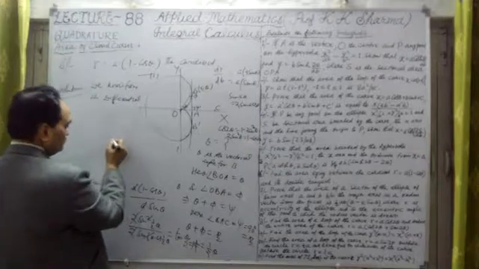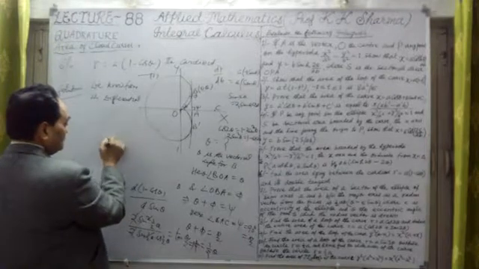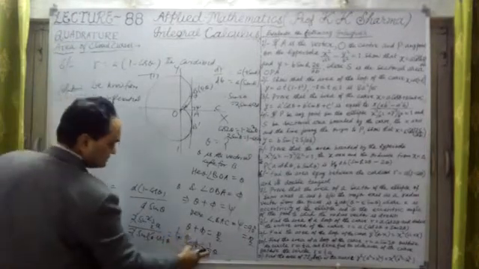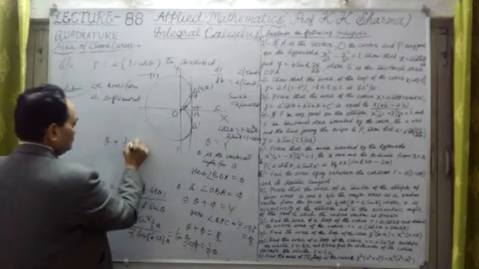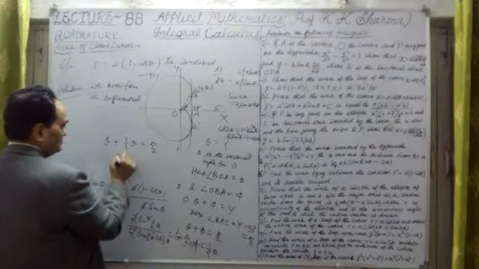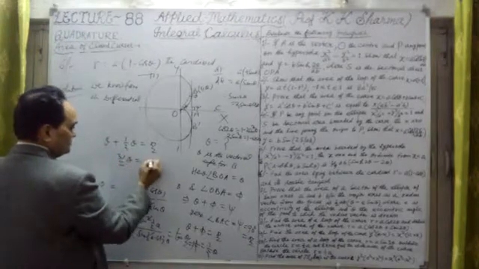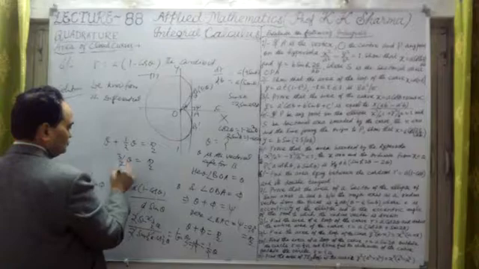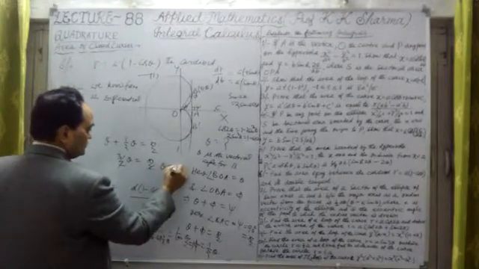The value of phi here is theta by 2. So theta plus phi, that is theta plus theta by 2, equals pi by 2. This is 3 by 2 theta equal to pi by 2. The 2 cancels out, so theta is equal to pi by 3.